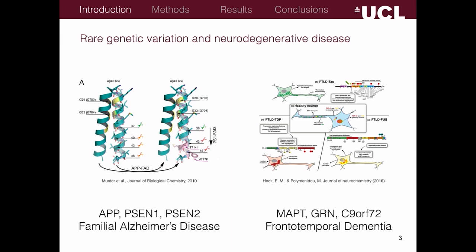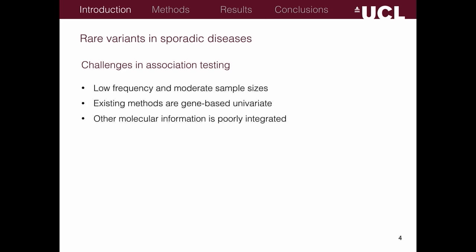But these are all familial disorders, and so when it comes to rare genetic variation, this is easier to study because mutations typically segregate in the families, and we can leverage that extra information. But when it comes to sporadic diseases like late onset Alzheimer's, studying rare variants becomes more challenging, basically because of two reasons. First of all, the low frequency, and second, because the cohorts that we usually have access to have low to moderate sample size. These two factors typically translate into low statistical power to detect associations.